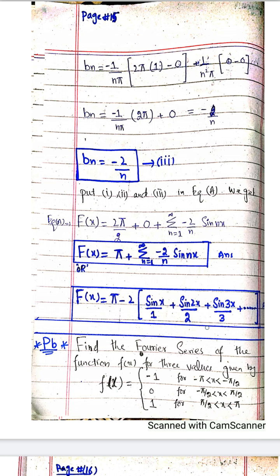Okay, now we will solve another problem. Find the Fourier series of the function f of x for 3 values given by f of x is equal to minus 1 for x greater than minus pi and less than minus pi by 2. f of x is equal to 0 for x greater than minus pi by 2 and less than pi by 2. f of x is equal to 1 for x greater than pi by 2 and less than pi. So this is the limit for these 3 functions. Okay, so we will find the Fourier series of the given function for the 3 values given before.